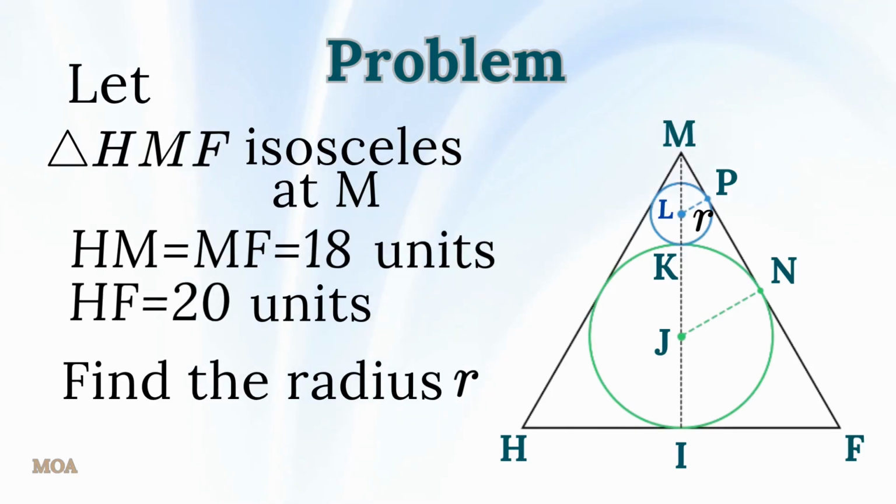We consider an isosceles triangle MFH with its vertex at M, where the equal sides HM and MF each measure 18 units, and the base HF measures 20 units. A green circle, centered at J, is inscribed within the triangle. A second, smaller blue circle, centered at L, is tangent to the green circle and to the two equal sides, as shown in the figure. The question is to find the radius of this smaller blue circle, centered at L.